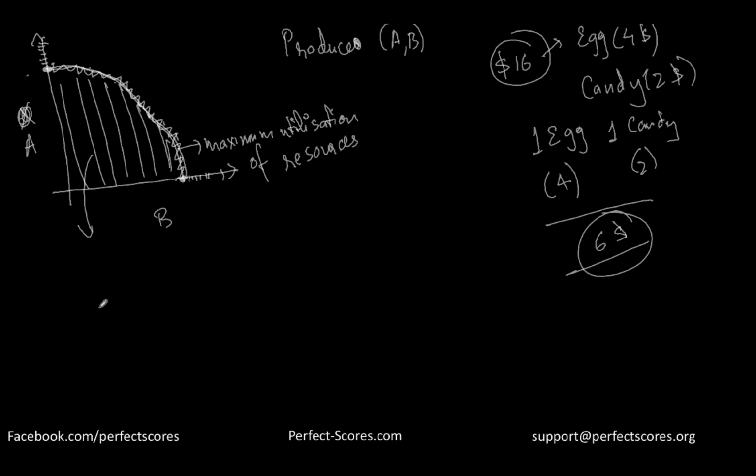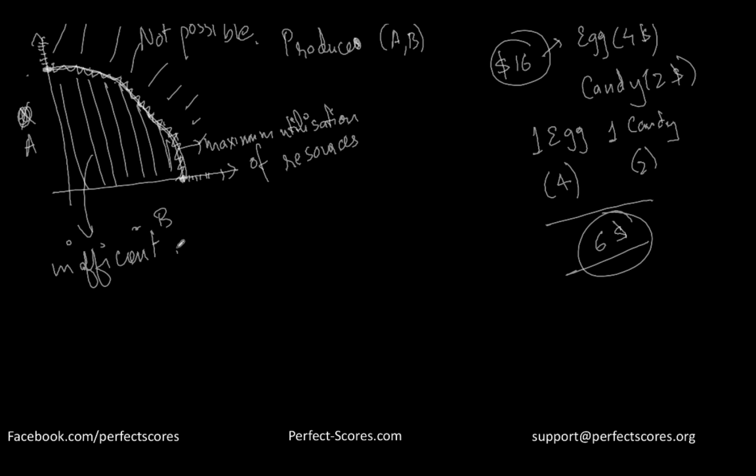In this region, you have not utilized your resources efficiently. That means if you come here, it's inefficient. If you fall here, that's inefficient. And this over here is something which is not possible with your existing resources. You can't buy 100 eggs and 100 candies with just $16, right? So this over here is something which is not possible. So that is what a production possibility frontier is.